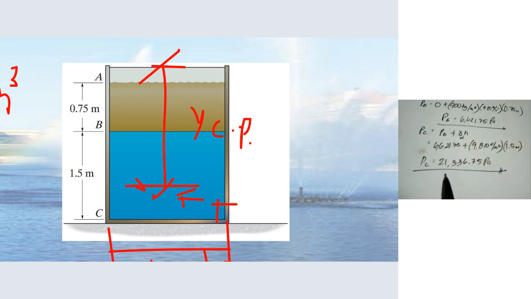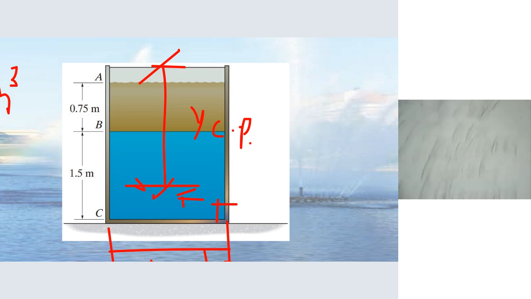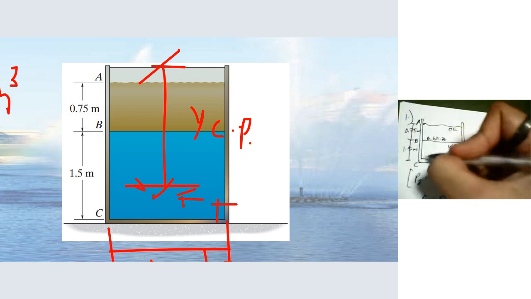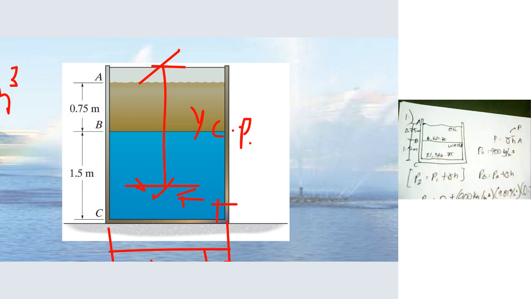It's 21,336.75 Newton per meter squared or Pascal. Okay. So, kkumpleto na tayo with our pressures. So, we have the pressure at B and pressure at C.